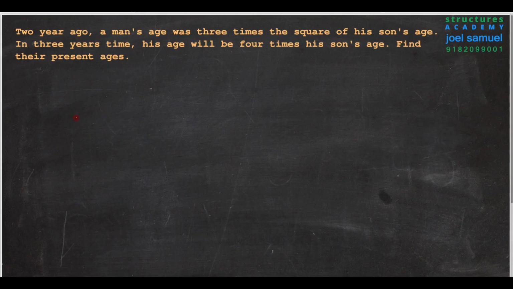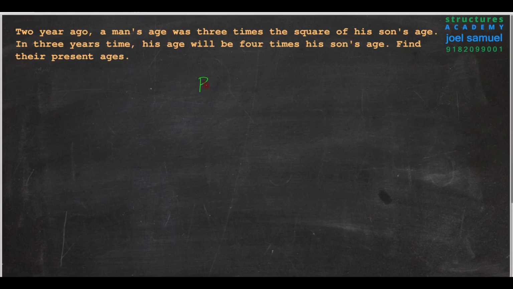Alright, let us look at another quadratic equation problem, this time dealing with ages. 2 years ago, a man's age was 3 times the square of his son's age. In 3 years' time, his age will be 4 times his son's age. Find their present ages.